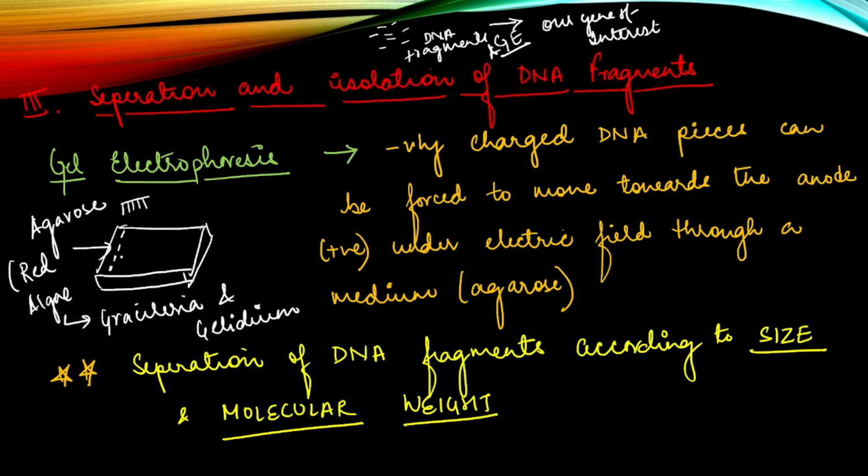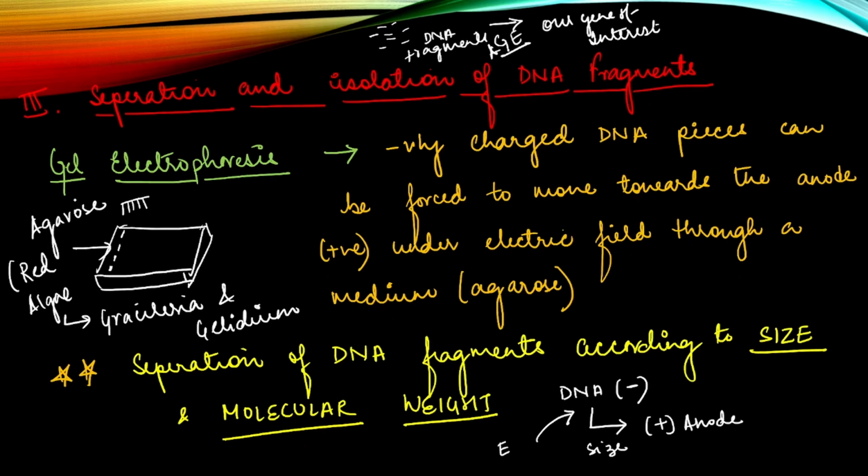Right? What we will do now, DNA is what? DNA is negatively charged. So when we apply an electric field, this DNA will start moving to the positively charged anode. And this movement is based on size and molecular weight. The smaller the fragment, the faster the movement. The larger the fragment, the slower the movement.